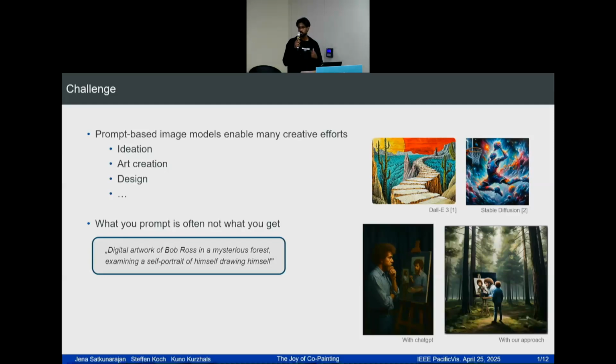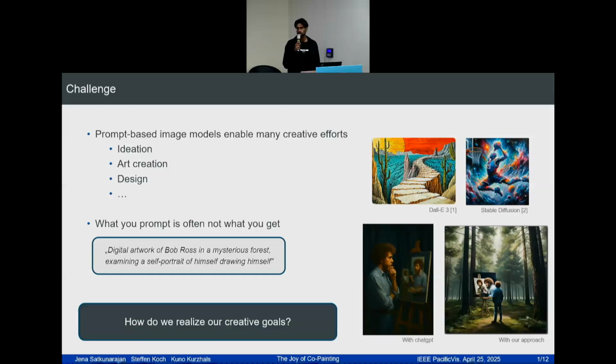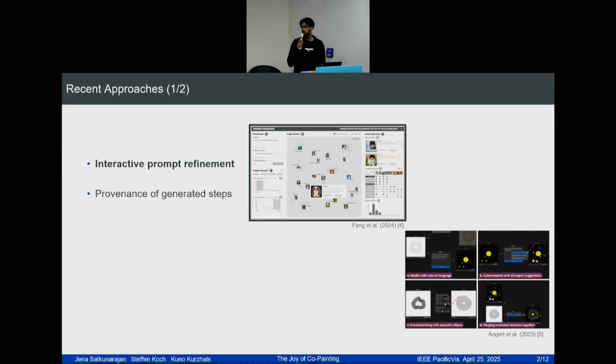But to go a few steps back first, the key challenge we wanted to address is how can we effectively realize our creative intents in targeted image creation? Of course, we are not the first ones to ask this question. And if you look at existing literature, one of the primary focuses, of course, is prompting. So a lot of works research how we can guide users in the prompt refinement process.